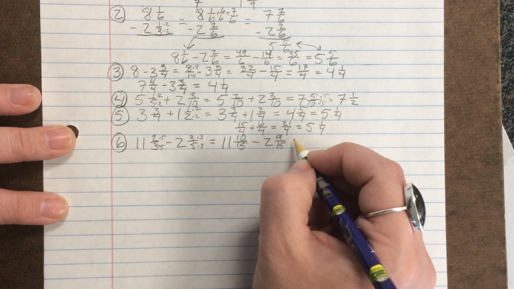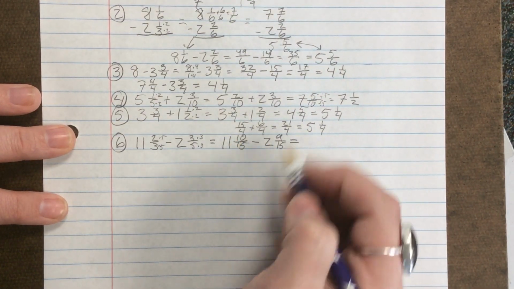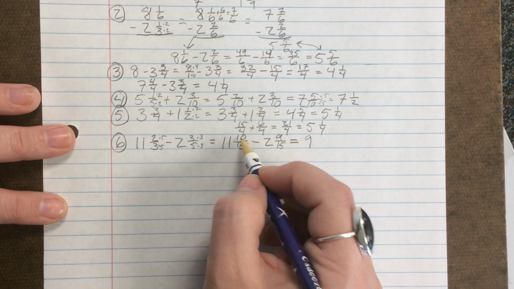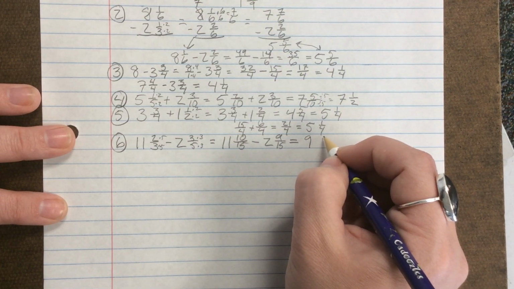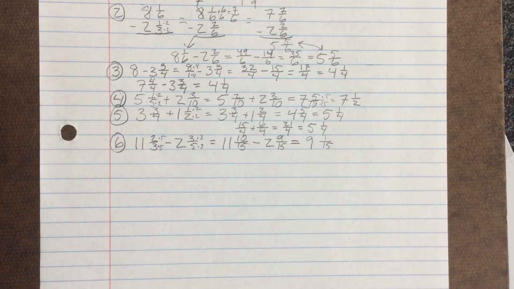So let's go ahead and do it the book way on this one. So we can do the whole number subtracted. 11 minus 2 is 9, and then the fraction subtracted, 10/15 minus 9/15 is 1/15. Okay, and in that case, it really is easier to do the book's version.